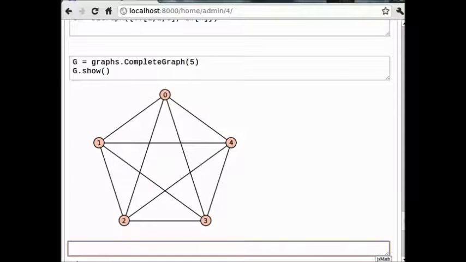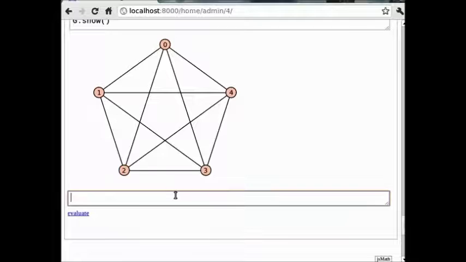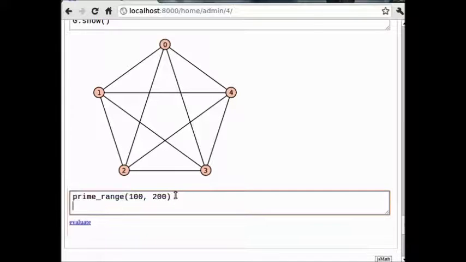Sage provides other functions for number theory and combinatorics. Let us have a glimpse of a few of them. So prime underscore range gives primes in the range 100 to 200. So you can type there prime underscore range within brackets 100 comma 200.